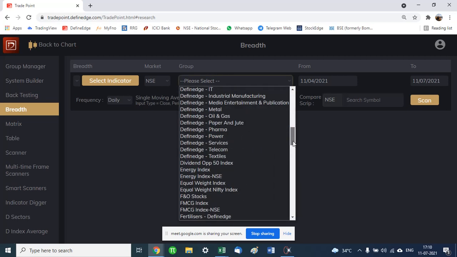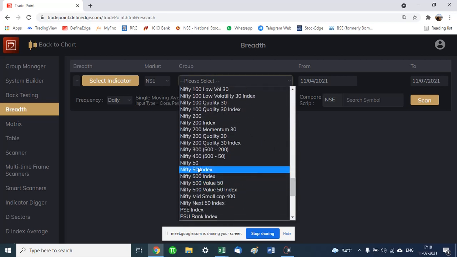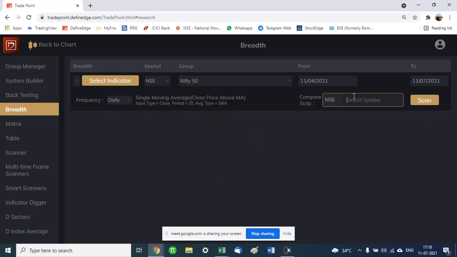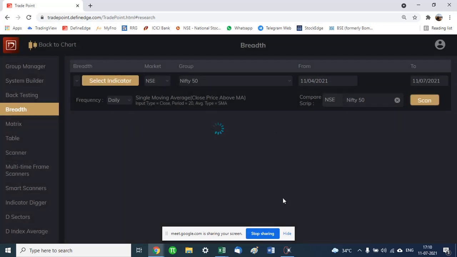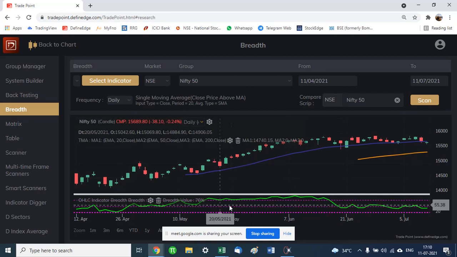Here, for the group we select Nifty 50, because we were checking for Nifty 50, and we run the scan. So you get the breadth reading here at the bottom of the panel. You see this OHLC indicator breadth. This is telling us the number of stocks in Nifty 50 that are presently trading above the 20-day moving average. It's right now at 43%. So less than half of the stocks are above the short-term moving average. It talks about the trend of the market. We have literally been having a downtrend lately.